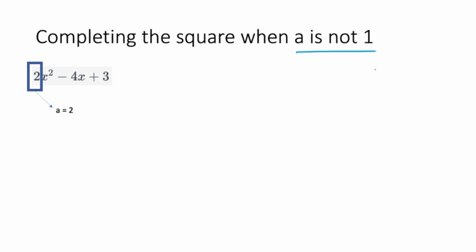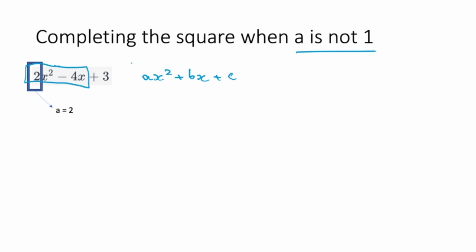So when a is not 1. As you can see with this equation, a is not 1. Remember, ax squared plus bx plus c. We're looking for the a term. So in this case, a is not 1, so now we have to do something slightly differently. Same idea, but slightly differently. We have to get rid of the 2. One way of doing that is to factorize this part of the expression.